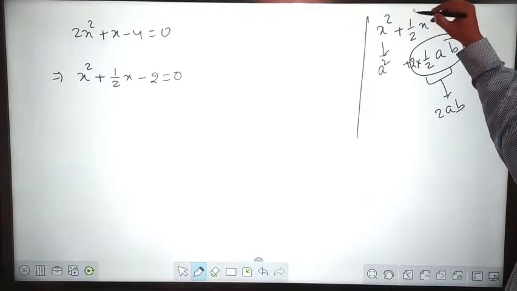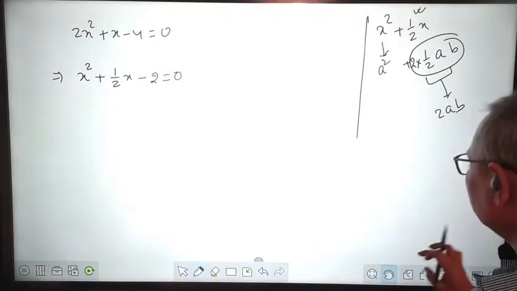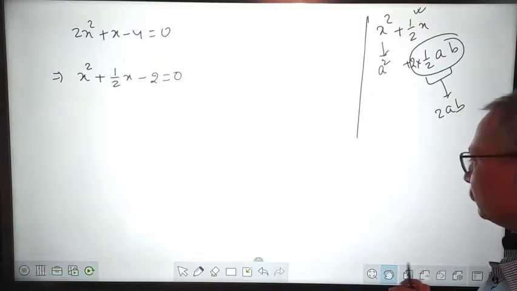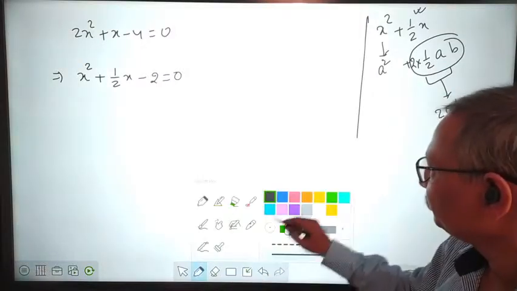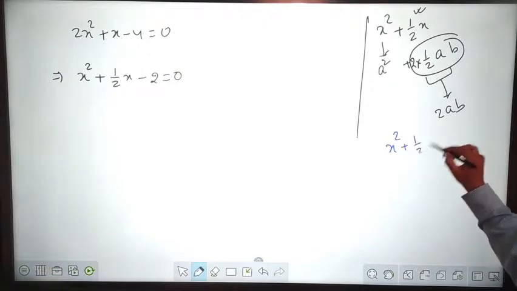If we write here 2, okay, then obviously we should put here b, and the product must be equal to what is written here. So by feeling like that, you will find the value b. Obviously, you can write in this way. Again, I am rewriting this one here: x square plus 1 by 2 x.